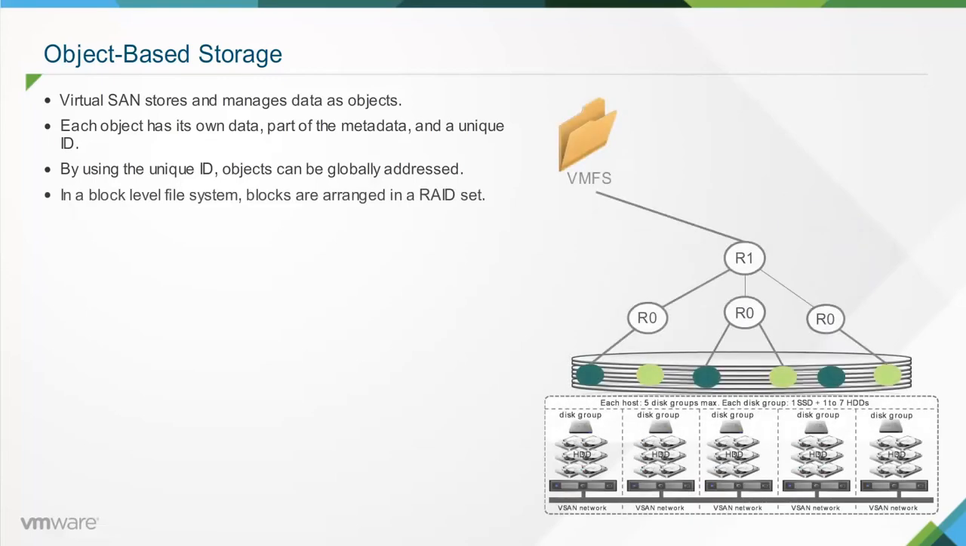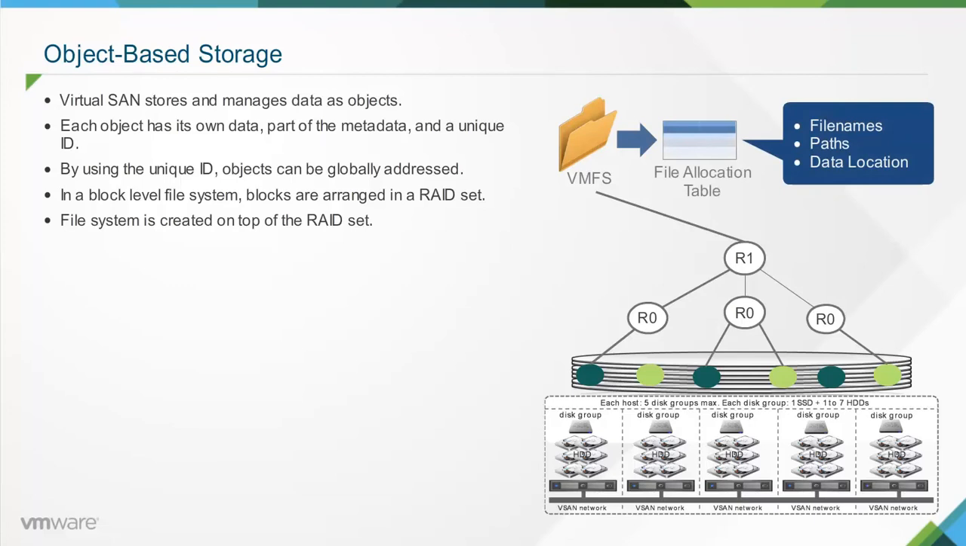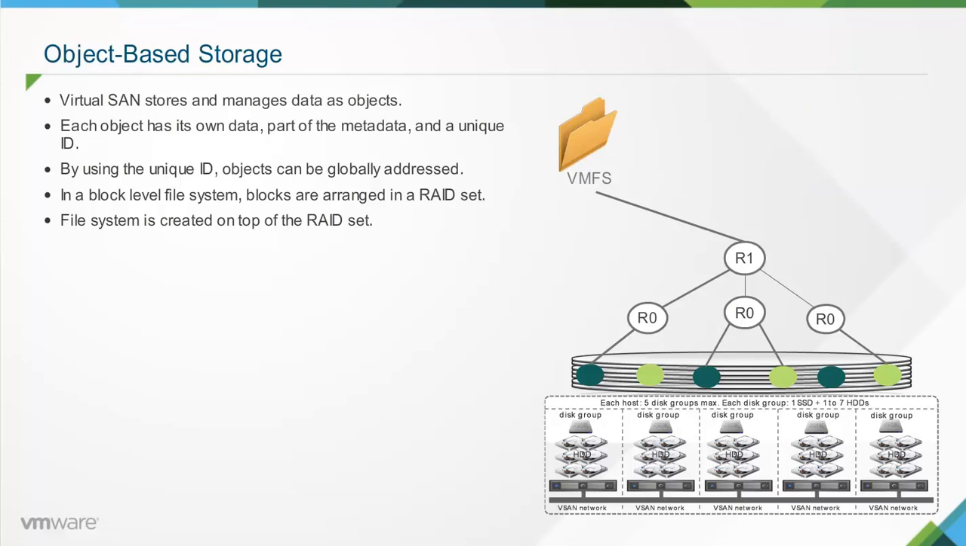In a block-level file system, blocks are arranged in a RAID set or logical disk first, and the file system is created on top of the RAID set. The file system includes the metadata or file allocation table that defines file names, paths, and data location. In this environment, the file blocks are laid out on the disk according to the file system structure, and the data protection is based on the RAID set.